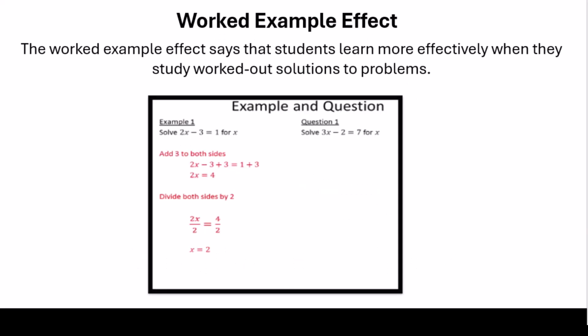The first effect we will be discussing is the worked example effect. The worked example effect says that students learn more effectively when they study worked out solutions instead of trying to solve problems on their own in the beginning of learning. An example of this is shown. In this case, they learned how to do a math problem through a step-by-step example before they apply this method to a similar problem independently.